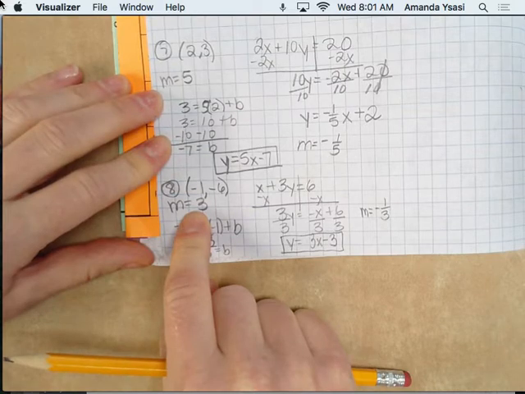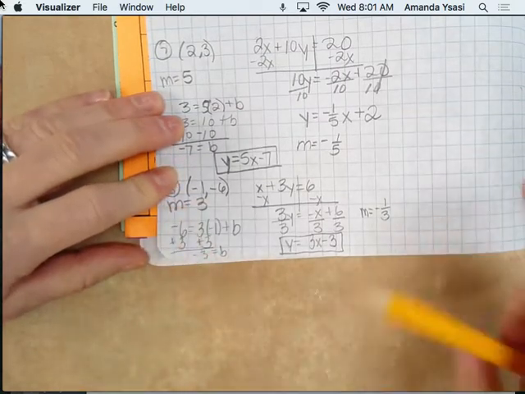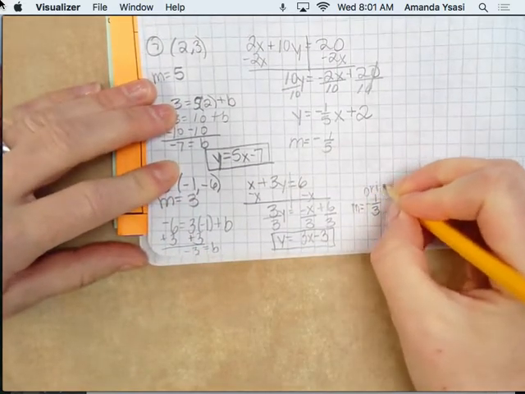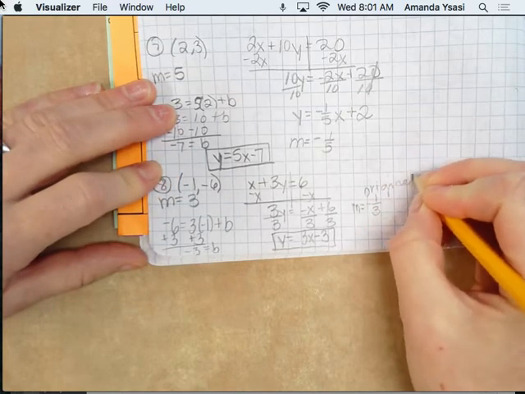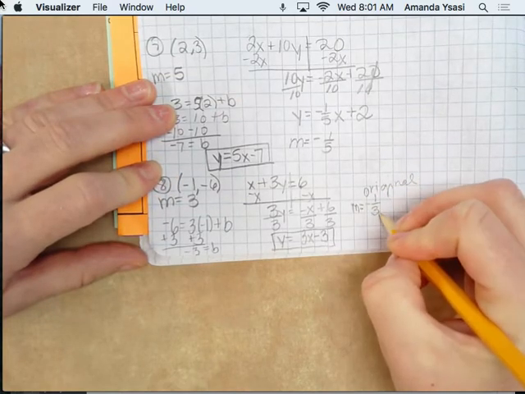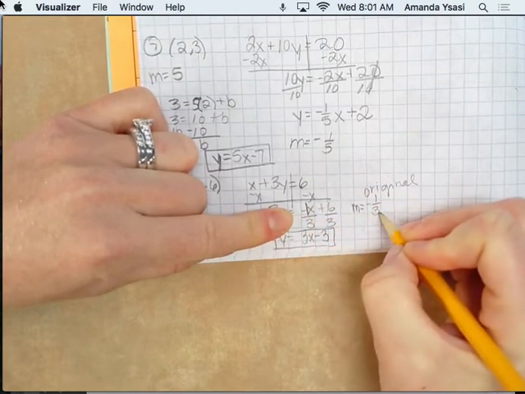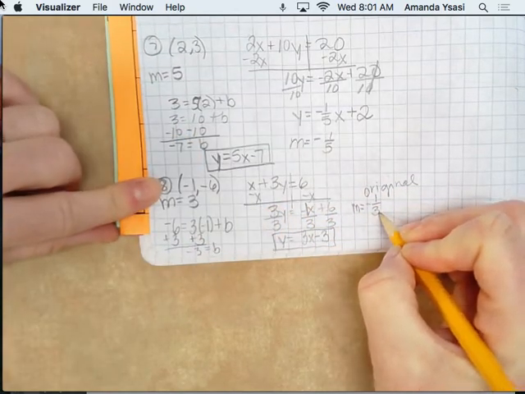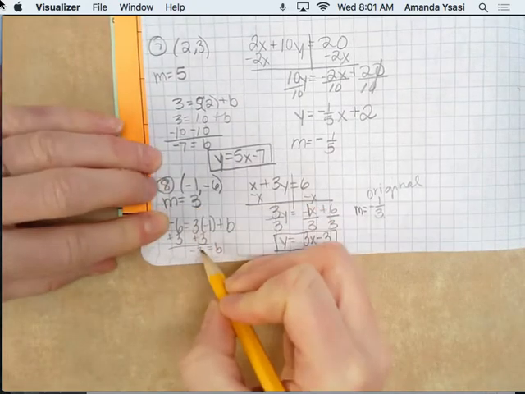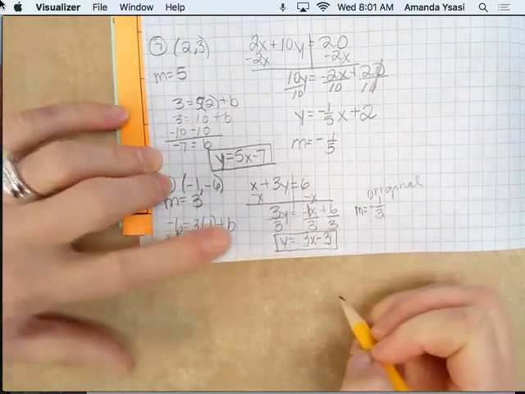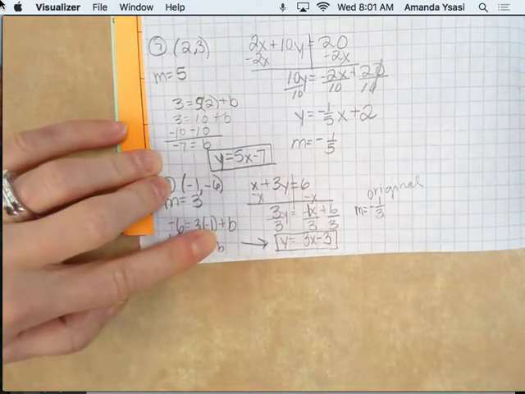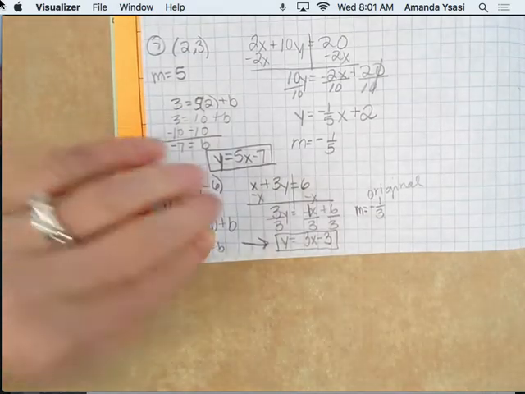So I understand how you can get confused with the flipping and all that. This is our original, right? Is that our original? Yeah. Okay. So negative 1/3 is our original. Then we flip it and change the sign. That becomes our 3. And then we work it out, which equals y equals 3x minus 3. Okay. So make sure you have that completed because I will be grading your digital interactive notebook.